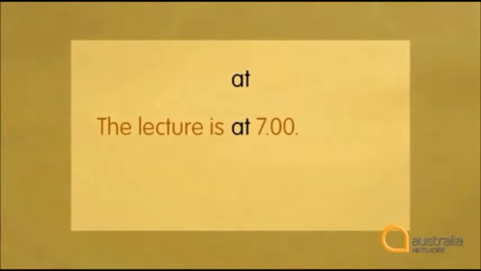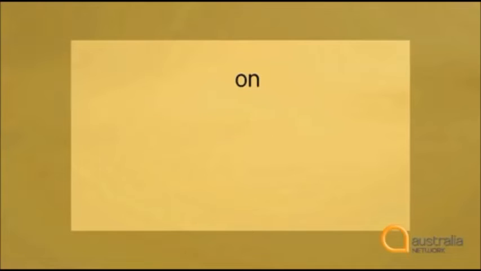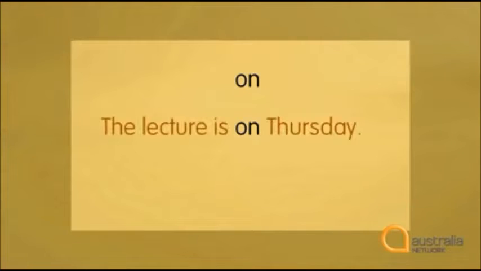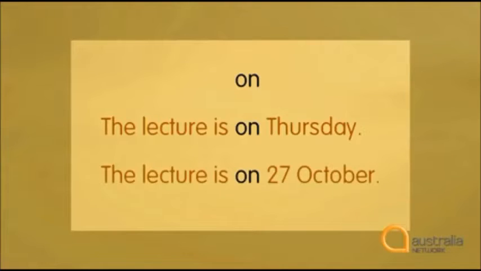At is used for times. For example, the lecture is at 7 o'clock. On is used for days and dates. The lecture is on Thursday. The lecture is on the 27th of October.